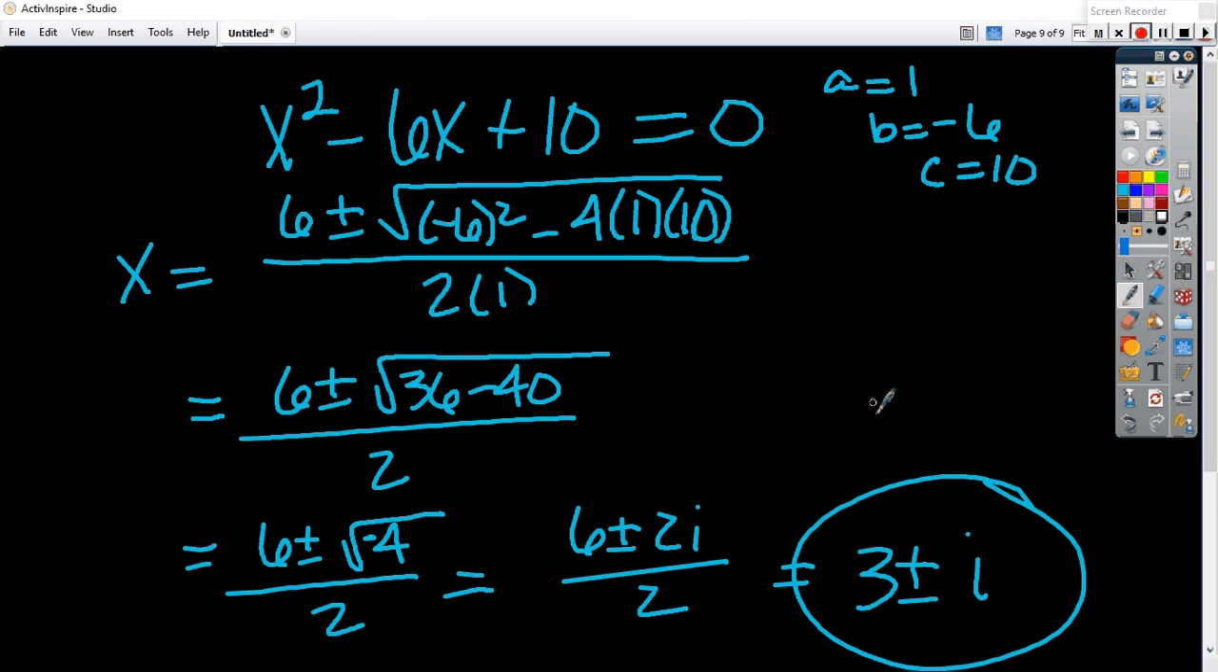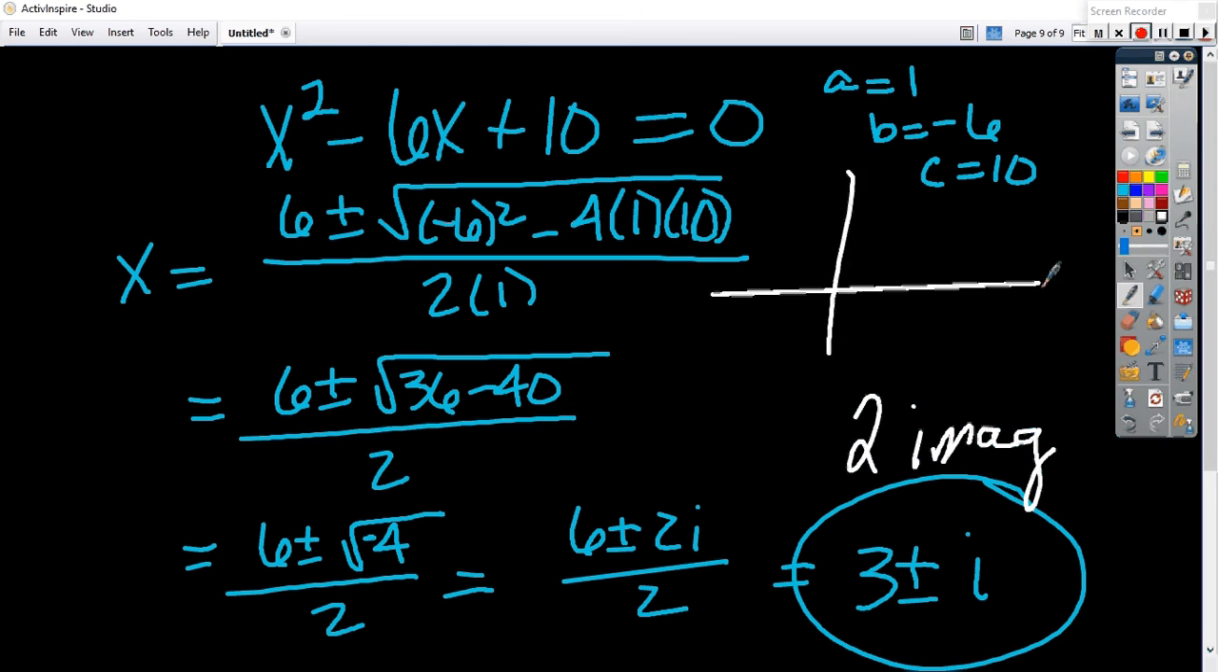I want you to notice something. Here, I have 2 imaginary solutions. Do you agree with that? So that means, we've been talking a lot about our parabolas and our intercepts and what that means. Tell me what that means. It doesn't cross the intercepts. It looks like that or like this. It doesn't cross the x-axis anywhere, right? They're imaginary solutions. I want you to think about that.